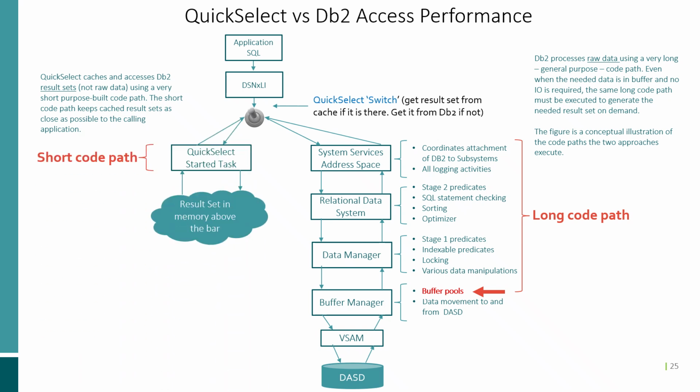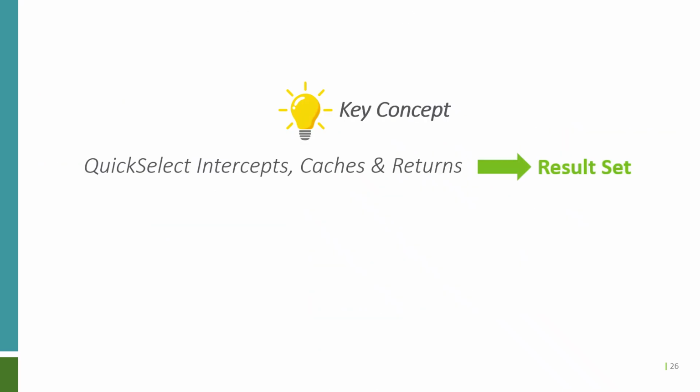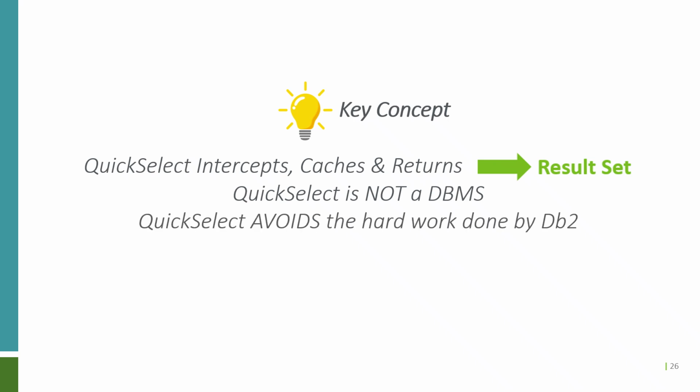By way of contrast, QuickSelect implements a very short code path length, in no small part because Db2 has already done all of the heavy lifting required to generate the result set that QuickSelect caches. All QuickSelect has to do is cache, retrieve, and serve. So a key concept worth repeating, QuickSelect intercepts, caches, and returns result sets. It does not generate them. It is not a DBMS. It avoids the hard work done by Db2, simply borrowing the result sets generated by the hard work that Db2 does.